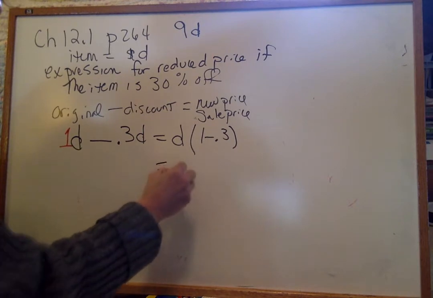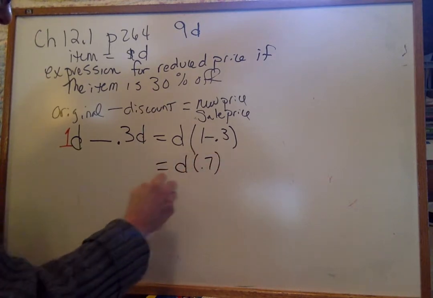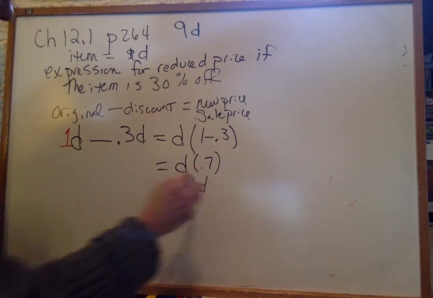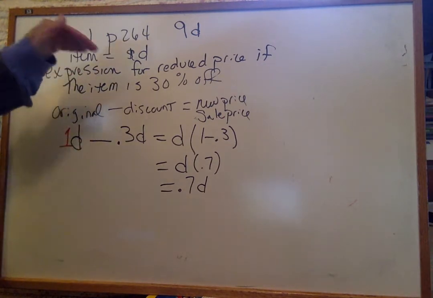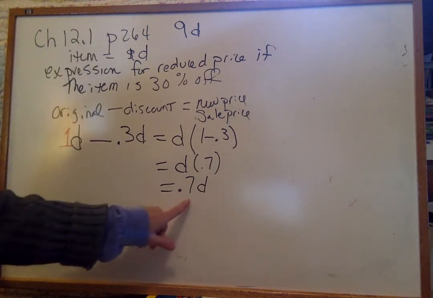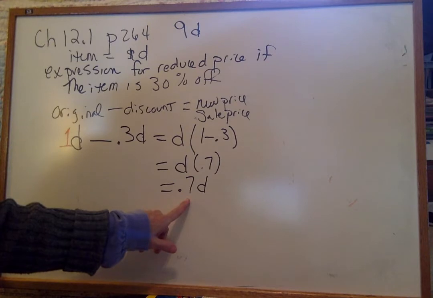So this is D times 0.7, or most people prefer to call it, of course, 0.7D. And this is what I taught my kids as early as I could, that if a shirt is 30% off, you're paying 70% of the price.